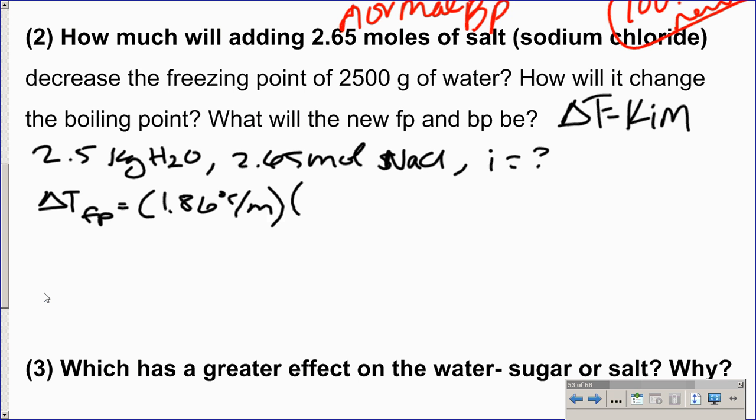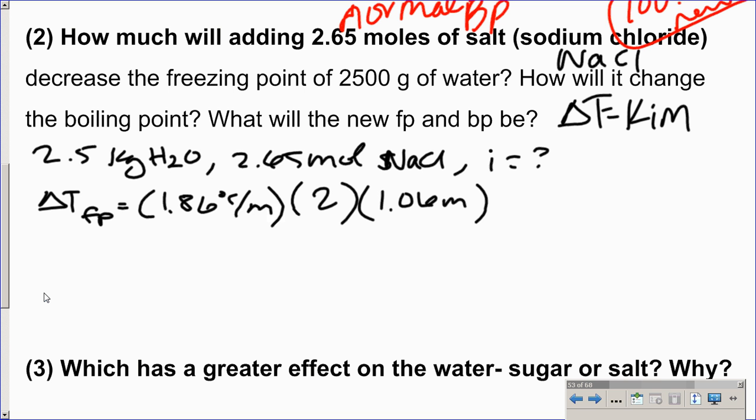What's the i? What's the formula? Let's go formula first. Sodium chloride, NaCl. It breaks up into Na plus, Cl minus. So what's the i? 2. That's the difference here. What's the molality? Does anybody have a value for it? What is it? 1.06 molal.